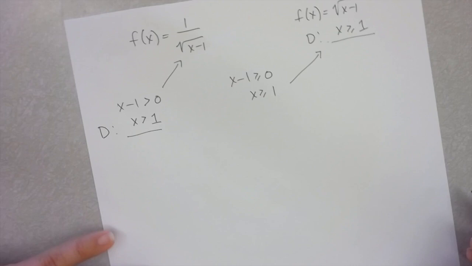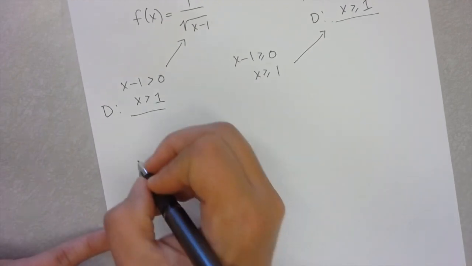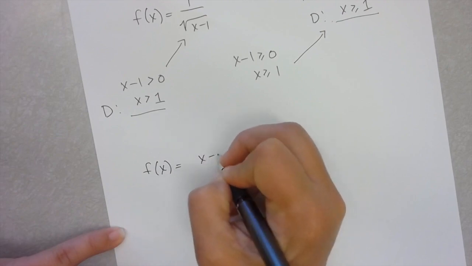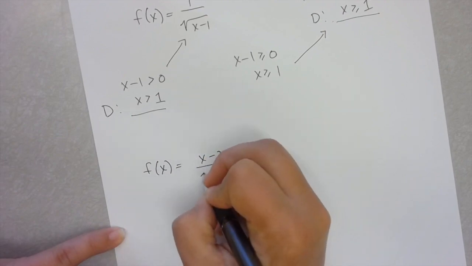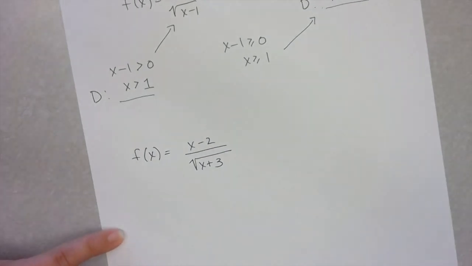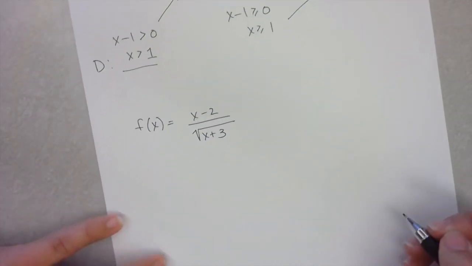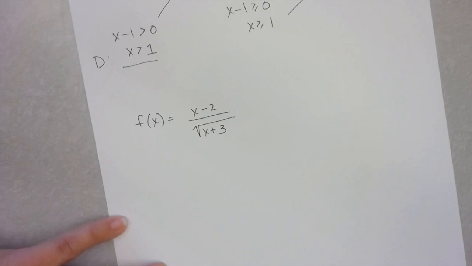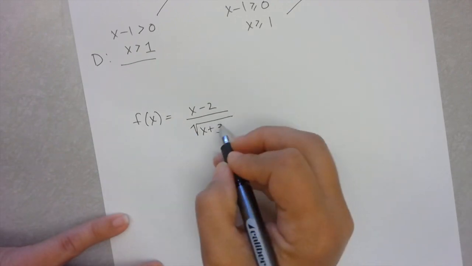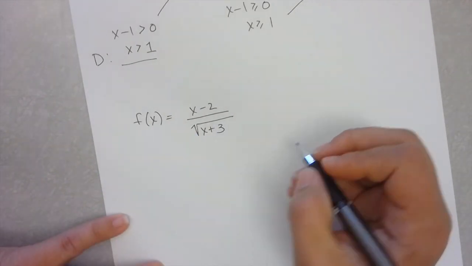All right, so let me do one more interesting example. What if I have x minus 2 in the numerator, and in the denominator the square root of x plus 3? Okay, so what I can do here is I have two different things here. Again, I have in the denominator the square root of x plus 3.